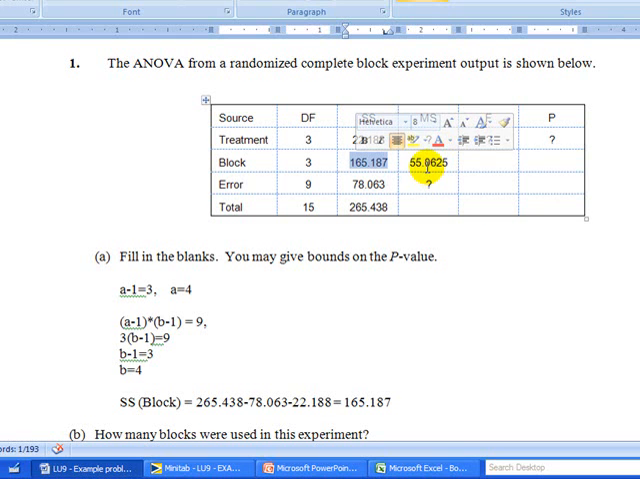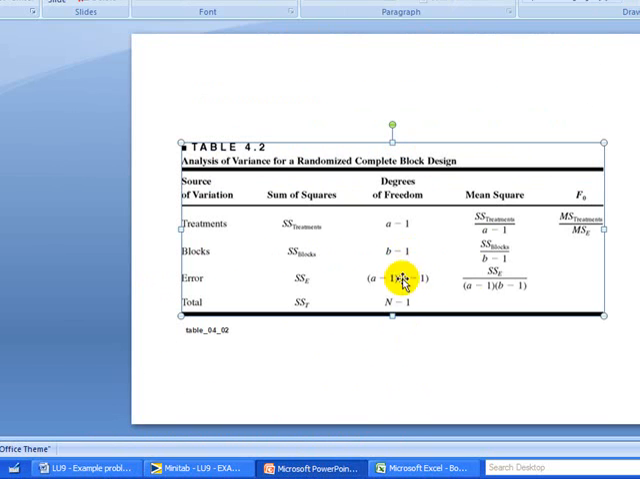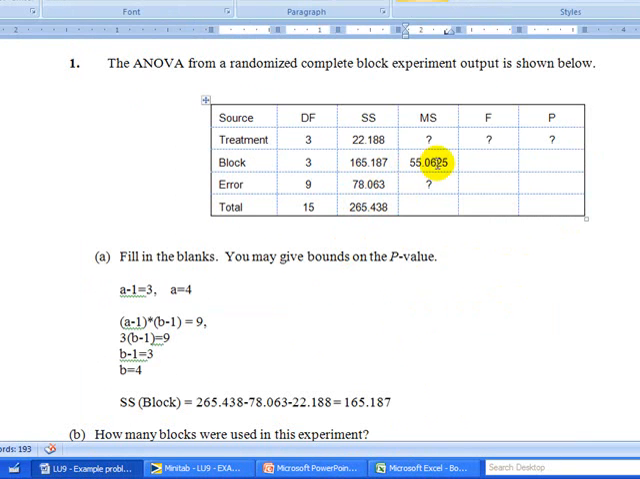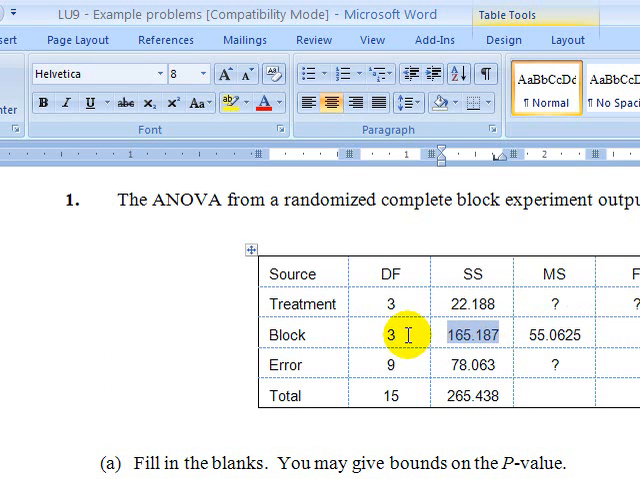Also we can check the correctness of this value. We know that the mean square value is sum of squares divided by degrees of freedom, right? Sum of squares of blocks divided by degrees of freedom for the block. So if we divide 165.187 by 3, we should be getting this value 55.0625, right?